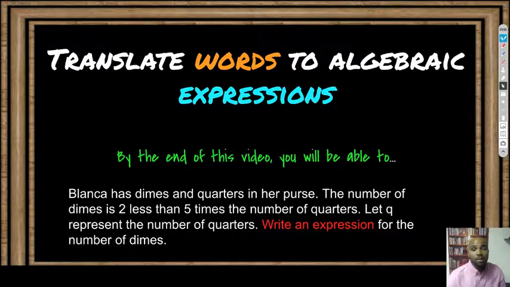Very important topic. By the end of this lesson, you will know how to do the following. You'll be taking this sentence right here and knowing how to write an expression. Bianca has dimes and quarters in her purse. The number of dimes is 2 less than 5 times the number of quarters. Let Q represent the number of quarters. Write an expression for the number of dimes. So you'll know how to do that by the end of this lesson. So let's go ahead and jump into it.